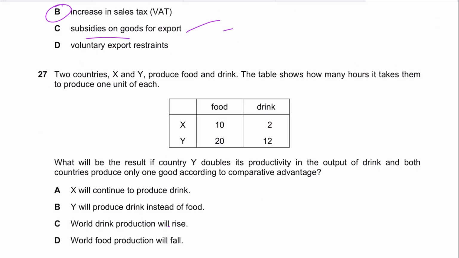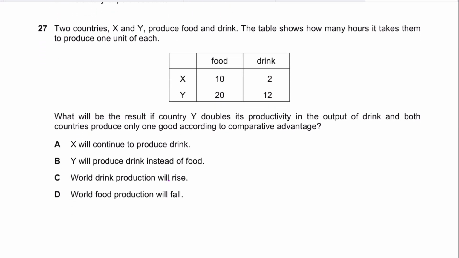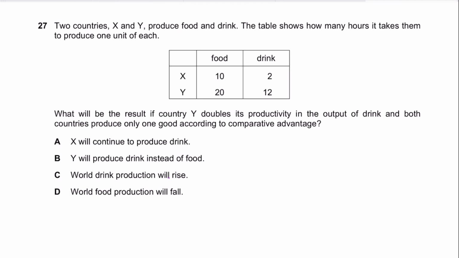Okay guys, now let's move on to question number 27. It says two countries X and Y produce food and drink. The table shows how many hours it takes them to produce 1 unit of each. So basically they have given the number of hours. So it takes 10 hours for country X to produce 1 unit of food, while 2 hours to produce drink, and respectively 20 hours and then 12 hours for country Y to produce 1 unit of food and drink.